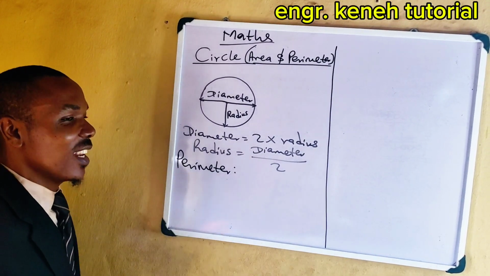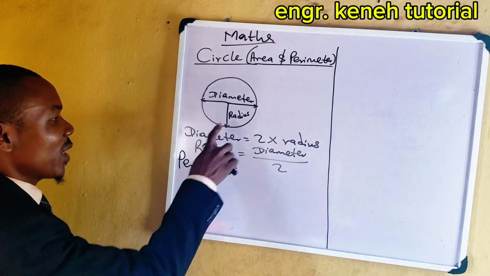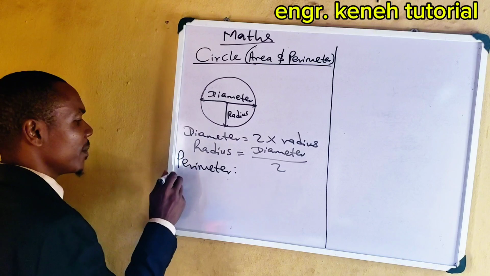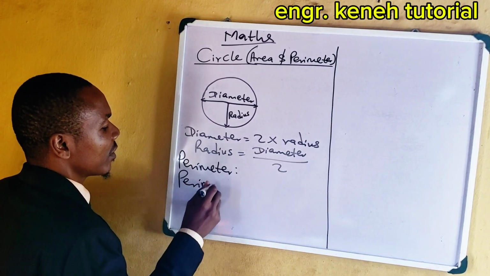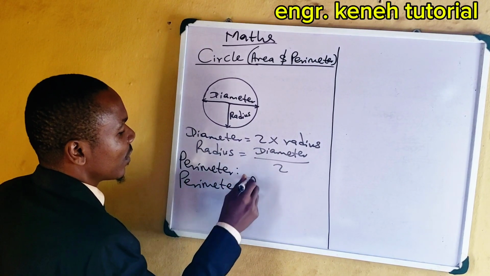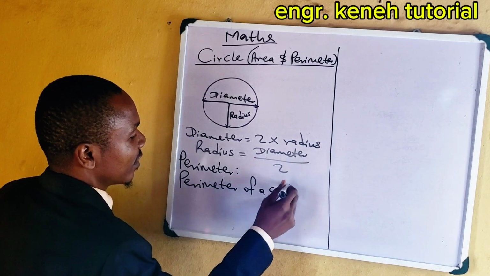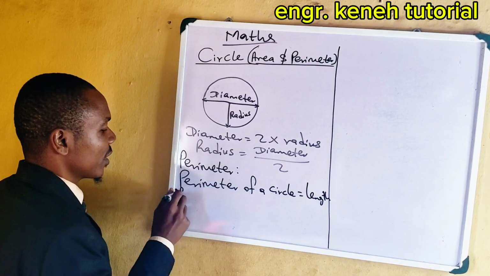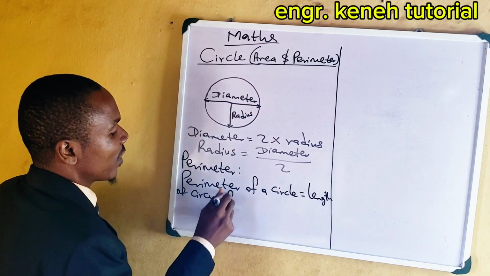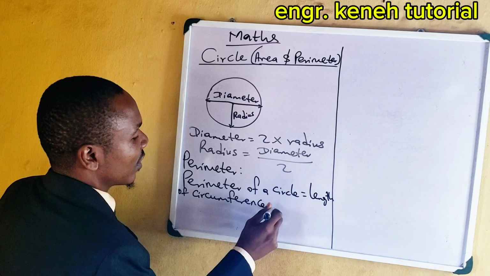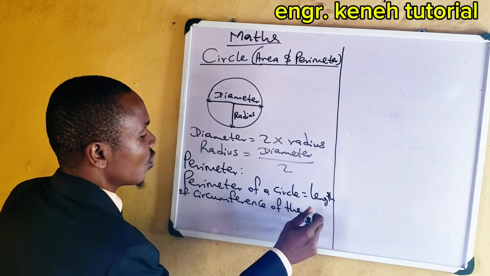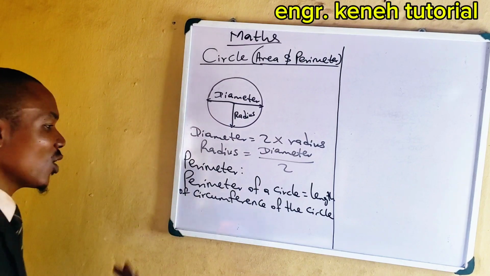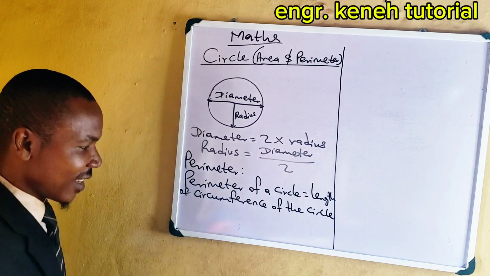What they ask is what? Length of circumference of a circle. And circumference of a circle is still the same thing as what? Perimeter of a circle. So we have perimeter of a circle equals length of circumference of the circle. Can you see that? So whichever one they ask you, whether they ask you for perimeter or for length of circumference of a circle, they are saying the same thing.